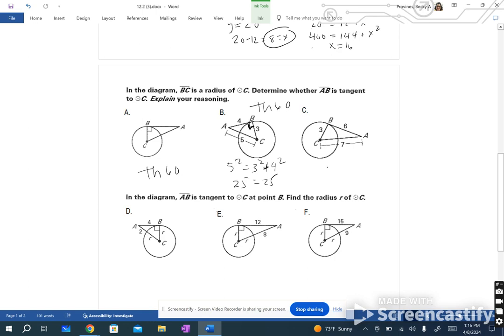Okay, next one. Is 7 squared, question mark, really equal to 3 squared plus 6 squared? So is 49 equal to 9 plus 36? And hopefully you're saying no. So this one is not tangent.